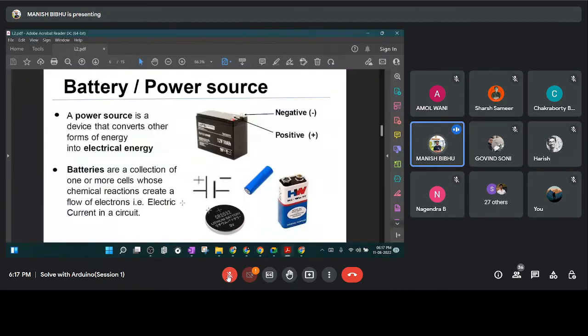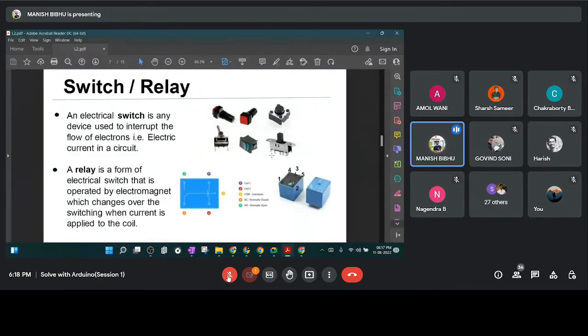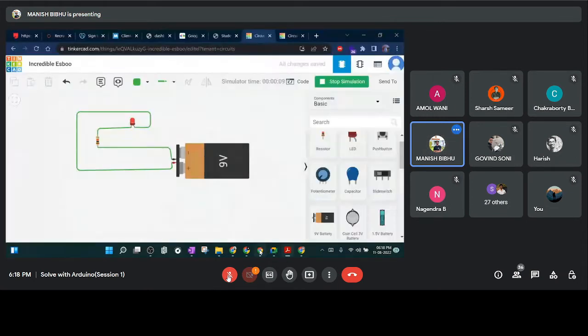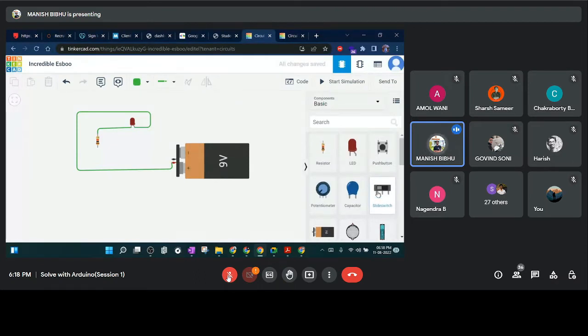Now move to the second part. Switch or relay. We can use a switch for interrupting the power supply. Like, we have to switch off the light, but I cannot switch it off here. That's why we will use a switch. So here are two switches, push button and slide switch.